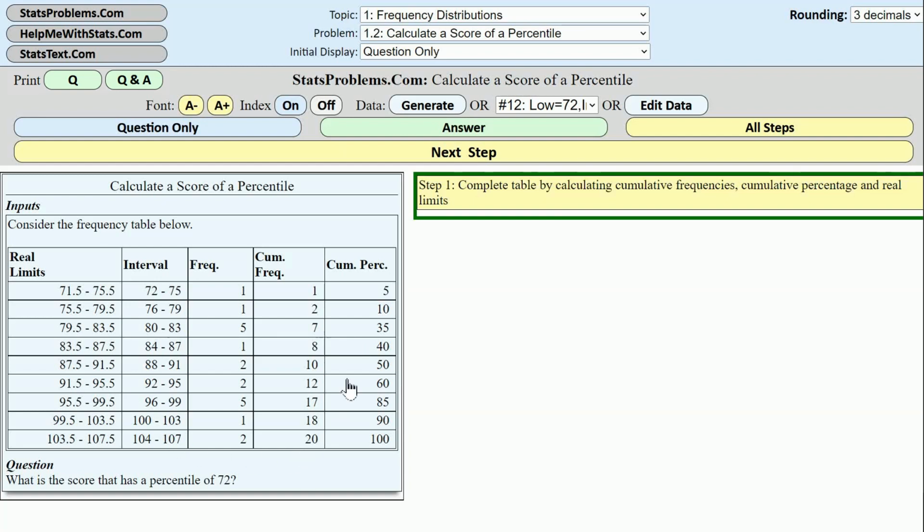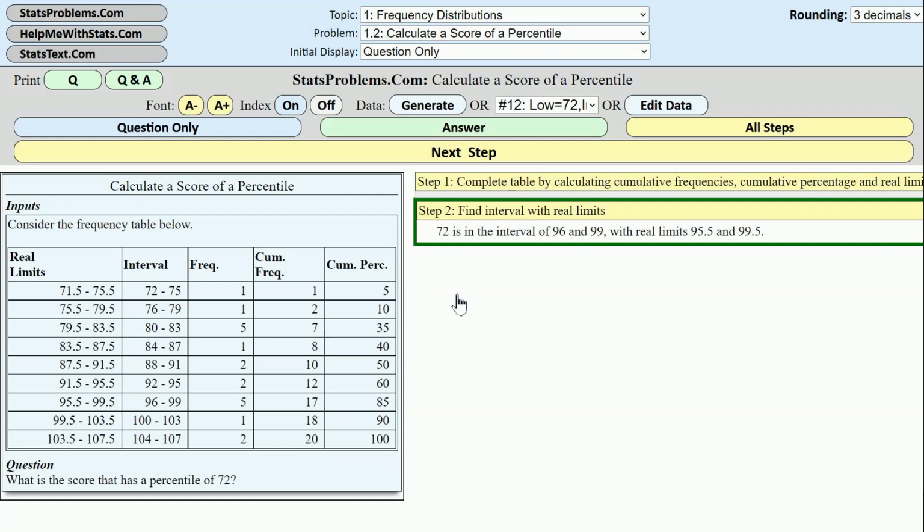In Step 2, let's find the interval that contains our percentile of 72. The percentile of 72 is in the interval of 96 to 99 because that interval has a cumulative percentile of 60 in the interval below it and a cumulative percentile of 85 in the interval. The real limits of this interval are 95.5 to 99.5 because the interval starting value of 96 has a lower real limit of 95.5 and the interval ending value of 99 has an upper real limit of 99.5.